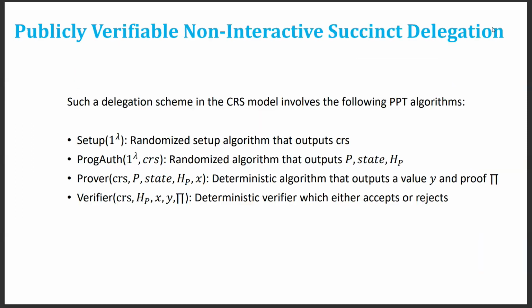I'll quickly introduce the formal delegation scheme setup. We have 4 PPT algorithms. Setup, which outputs the CRS. We have a program author, which takes as input the CRS and generates a randomized program P, and the trusted hash, which will go out to the verifiers as well. There's a prover, which gets as input the entire program P, the input X, and the CRS, and outputs some value Y along with the proof pi. And we have a verifier that only gets the trusted hash, the input, and the output of the prover, and either accepts or rejects the proof.